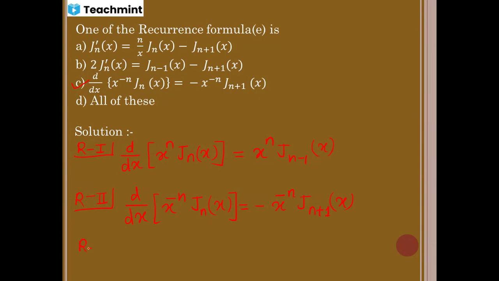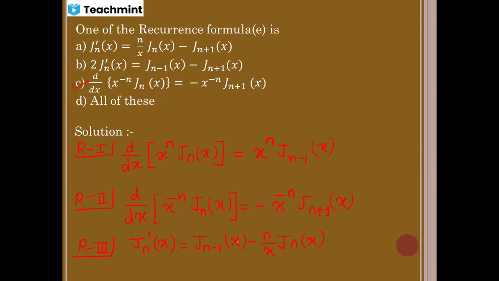Now let's have the third recurrence relation. What is our third recurrence relation? So the third recurrence relation is Jn dash of x, right? Jn dash of x is equal to what we have. This is Jn minus 1 of x minus n by x times Jn of x.